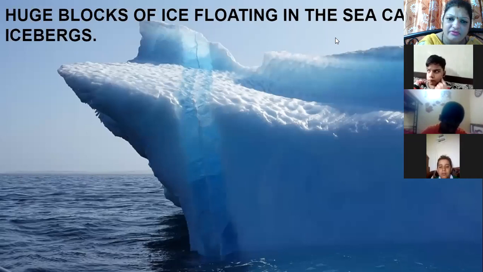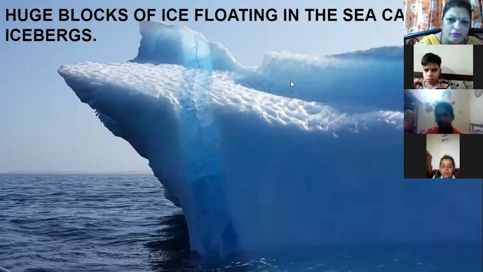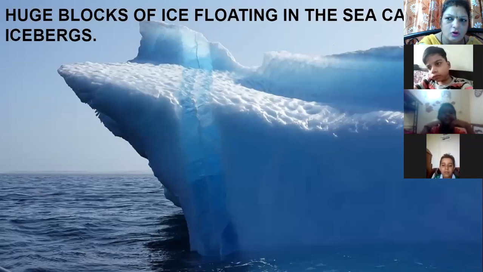Now you must be wondering, it is so huge, it is ice, and still it floats in water. Why doesn't it sink down? There is a reason for it, a scientific reason. The density of ice is less than water. That's why the ice floats on water. So you know now these huge blocks of ice floating in the sea are called icebergs.